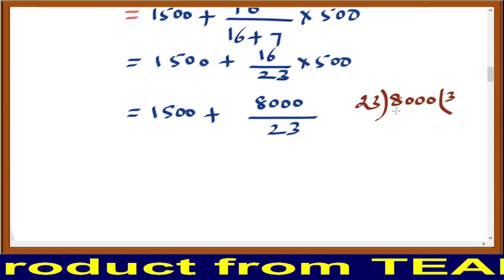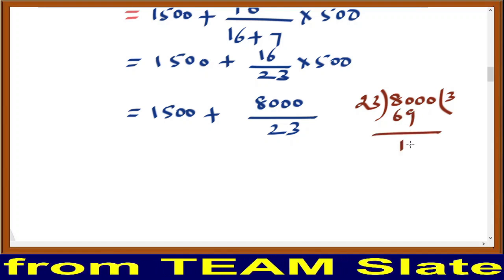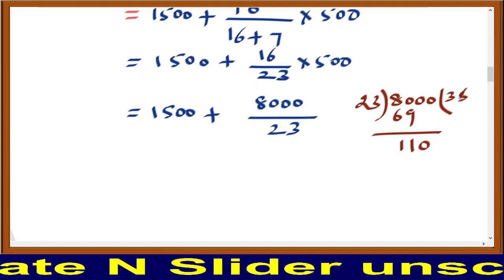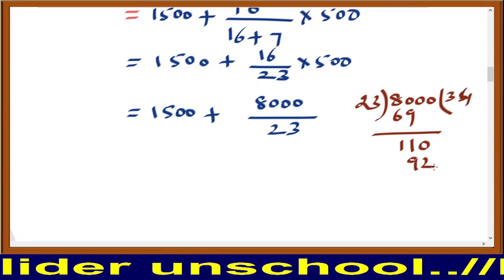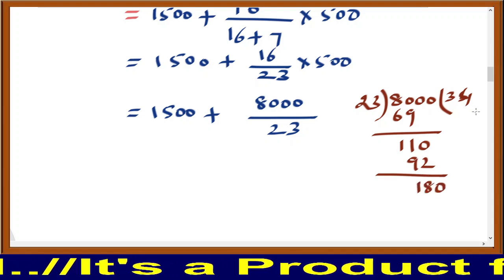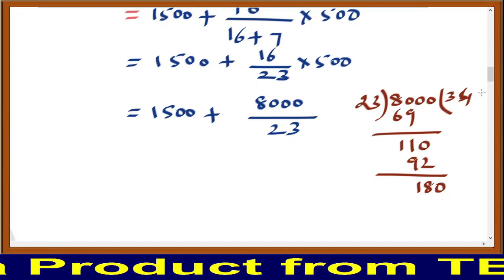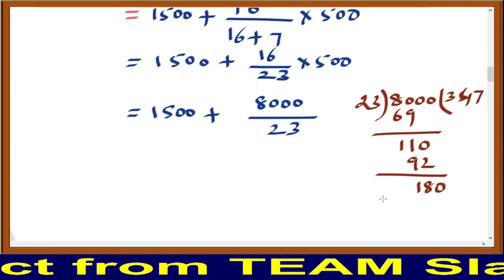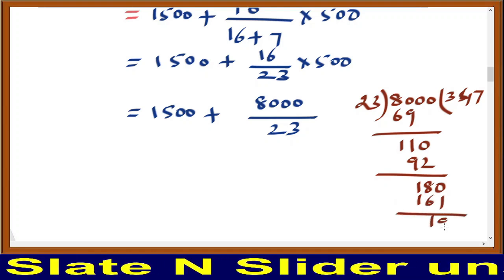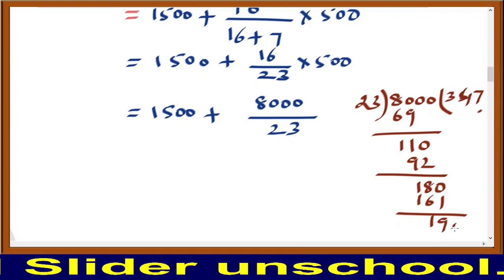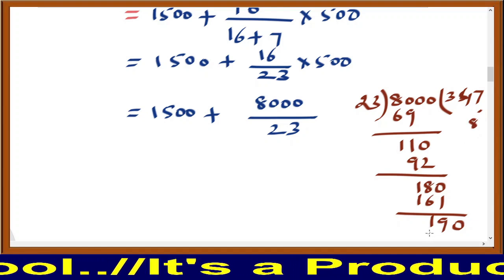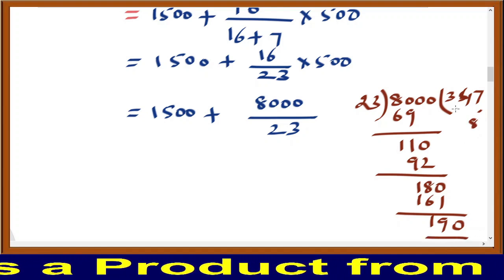23 3s are 69, 11, 120, 23 5s are 115, 23 4s are 92, 80, 12, 92, 18, 180 again, 23 7s are 161, 240, 21, 140, 21, 161. So it is 19. Keep a decimal point, 0. Again 23 8s are 184. So it just goes on.